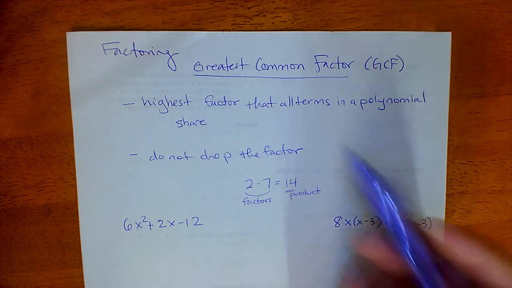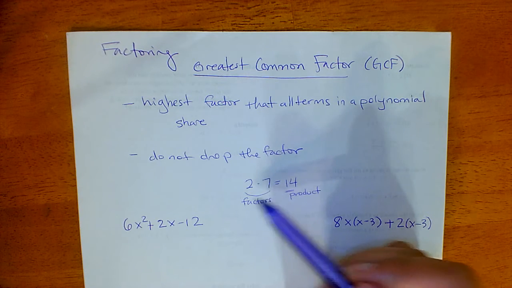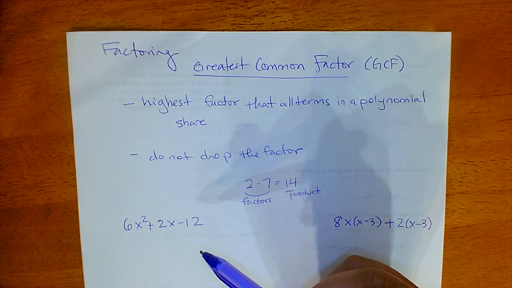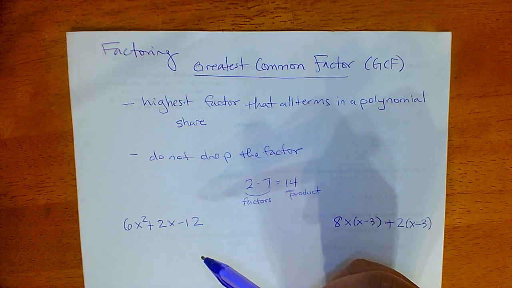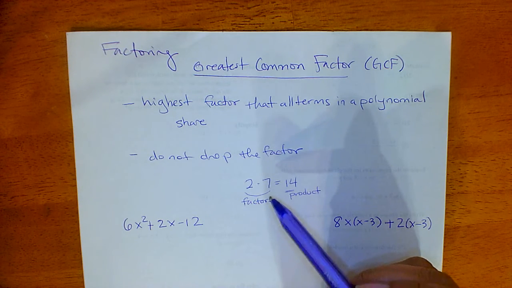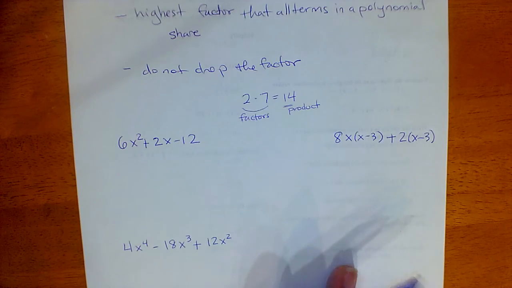And so when we're looking to factor our polynomials, we're looking to rewrite it in terms of a multiplication problem rather than its already simplified form. So we're trying to unsimplify this and write it in terms of multiplication, which is another reason we're not going to be dropping our factors. So I have a few examples written out.